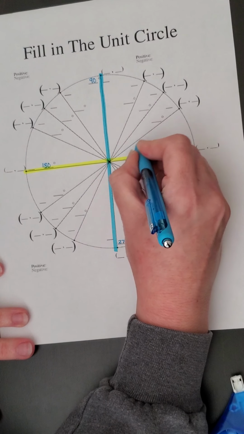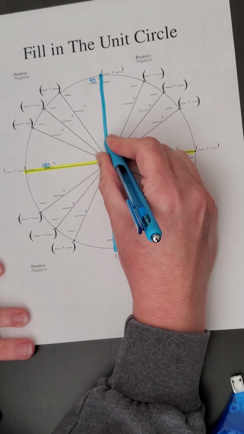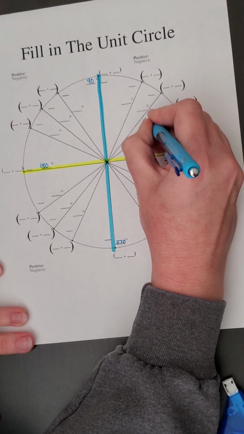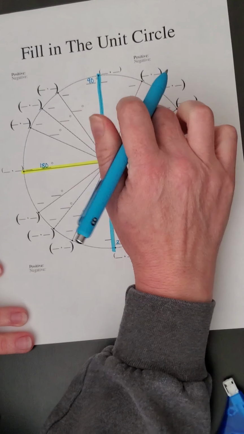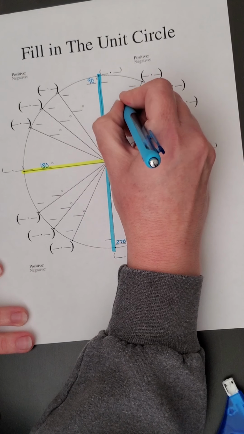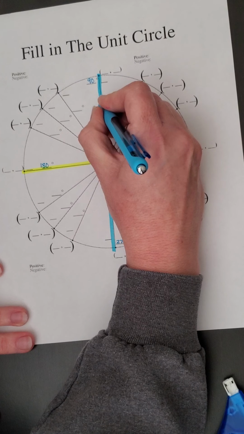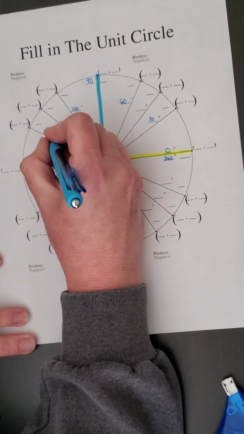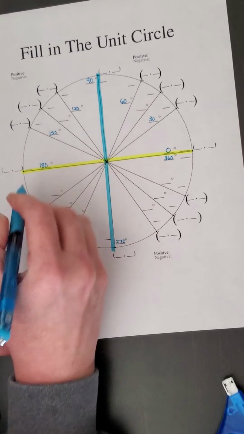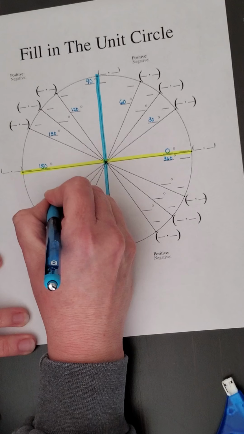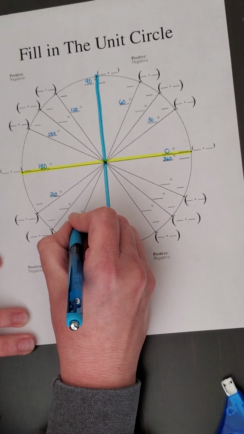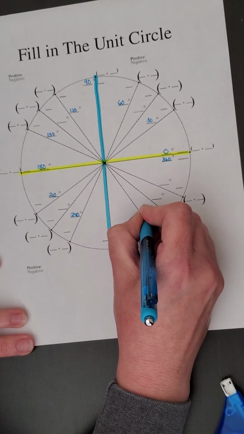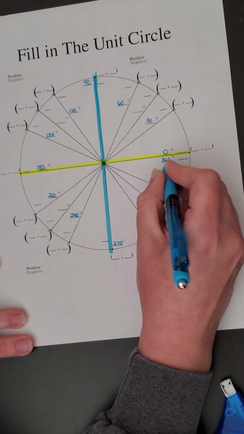Now, this is my 30, 30, 30, 30, 30, 30, counting by 30s each time. So from 0 to 30 is 30. If I go 30 degrees more, skipping over this 45, that would be 60. 30 more degrees would be 90. 30 more would be 120, 150, 180, 210, 240, 270, 300, 330, and 360.